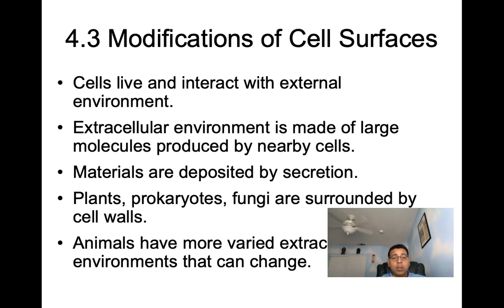We'll speak of two features. Number one, we'll see the extracellular matrix, which is outside the cells. And number two, junctions we're going to talk about that are going to be found occurring between some types of cells. So here we're going to see the extracellular environment is made of large molecules, and they're going to be produced by nearby cells. And the materials are deposited by secretion. Plants, prokaryotes, fungi, they're surrounded by cell walls. And animals have more varied extracellular environments that can change. So that's what we're really honing in on.